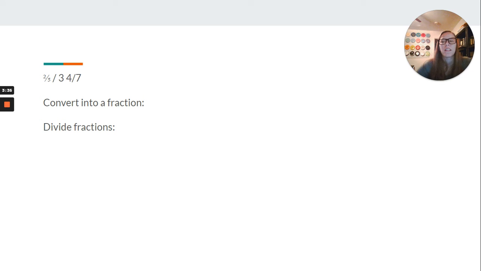This one we had steps. Write the expression first, since we're not in a word problem. We have the expression right there for us. So 2/5 divided by 3 4/7. So first convert into a fraction. 3 4/7 is 25/7. And then divide the fractions. So 2/5 divided by 25/7 is 2/5 times 7/25, which equals 14/125.